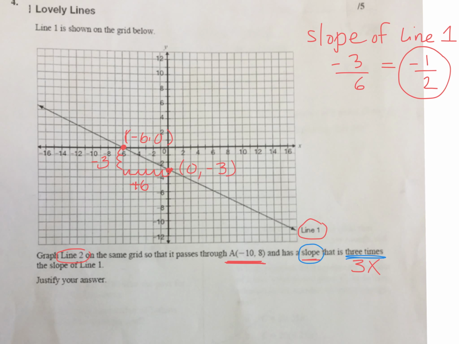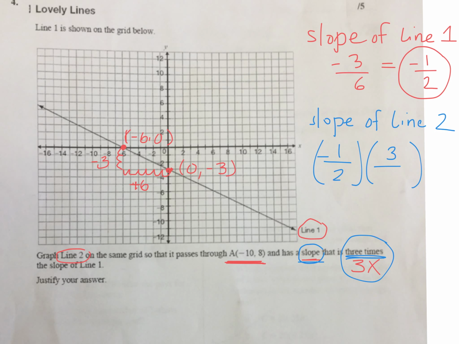Now, the new line that I have to plot has a slope that's 3 times negative 1 over 2. So how do I calculate the slope of my new line, the slope of line 2? Good. Multiply negative 1 over 2 times 3. How do I multiply fractions? Write this as a fraction, 3 over 1. So what is the slope of the new line 2? Negative 3 over 2 is the slope of line 2.